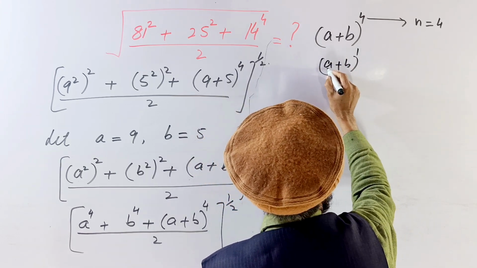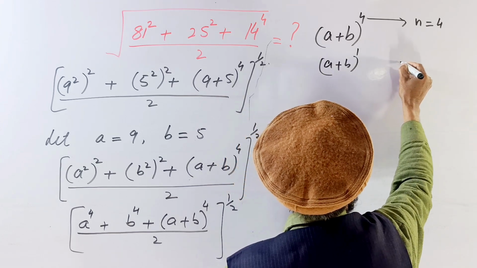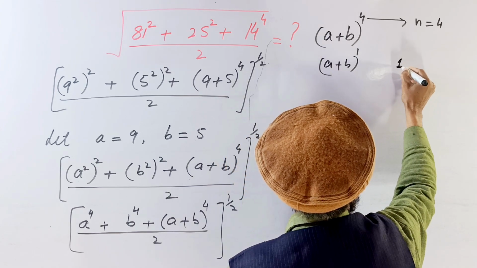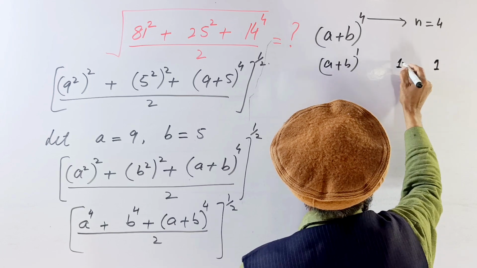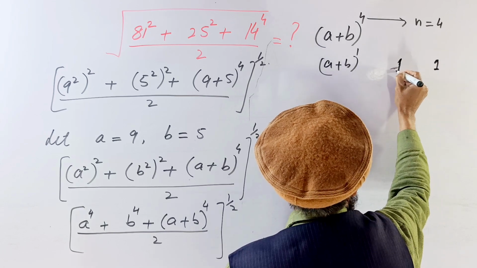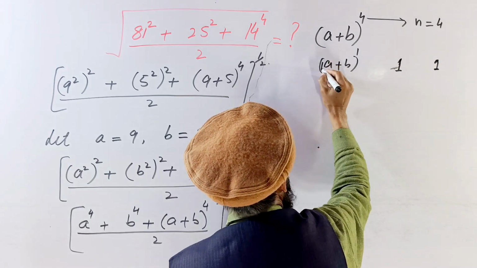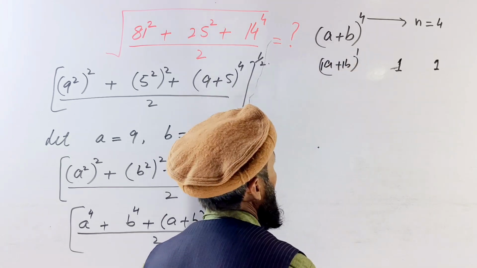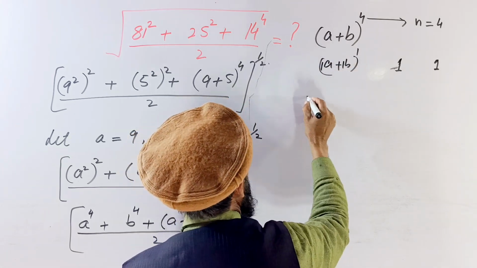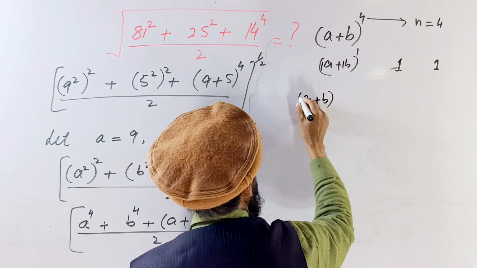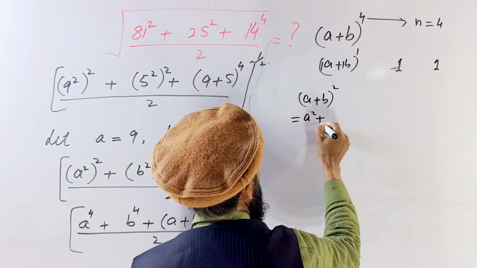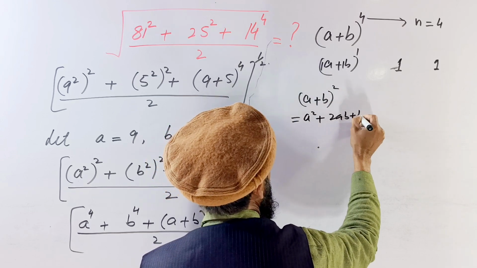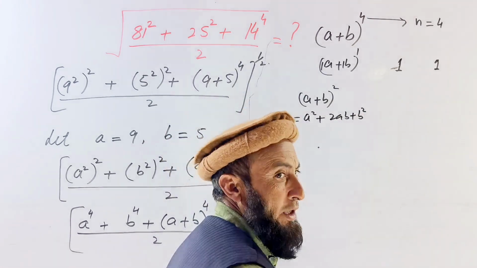So the coefficients of A and B we can write according to the Pascal rule. So we can write 1 and 1. These are the coefficients of A and B. Here the coefficient is 1 and the coefficient is 1. If we take the power of A plus B whole square, we can write according to the formula A square plus 2AB plus B square, according to the binomial theorem.